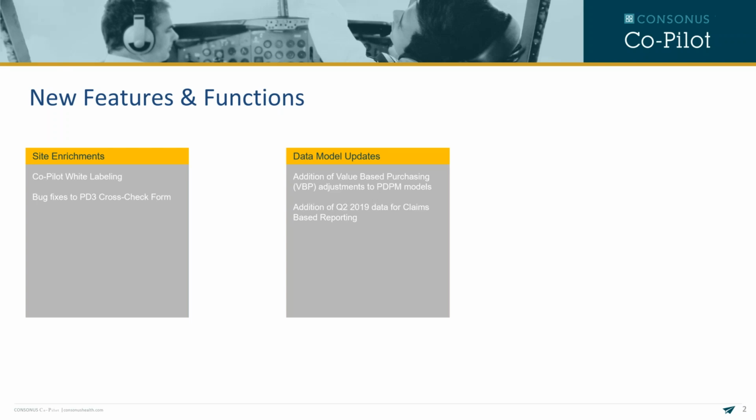We've also done some data model updates. So we've added value-based purchasing adjustments to our PDPM models. So that means when you go to our PDPM analyzer or our PDPM auditor, you'll see that that value-based purchasing adjustment automatically applied to your rates and your revenue. And there's also a tab there that will show you what your latest value-based purchasing adjustment is. Again, this is based on CMS data.